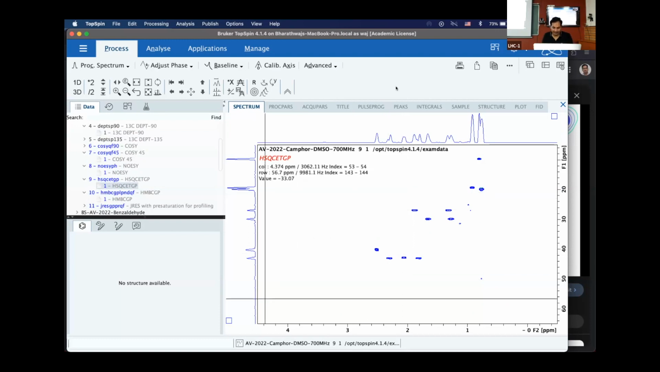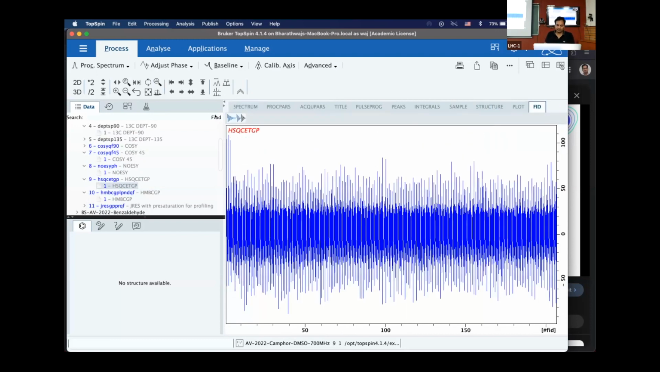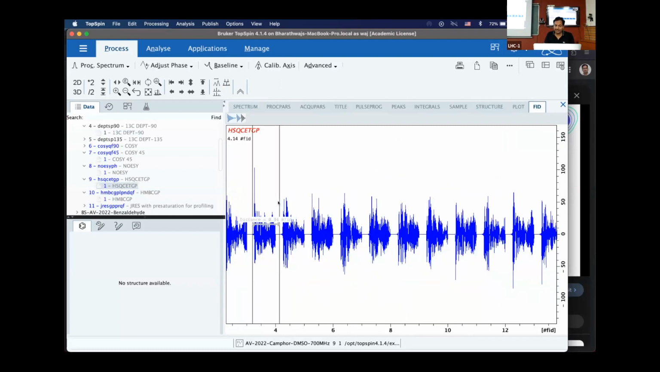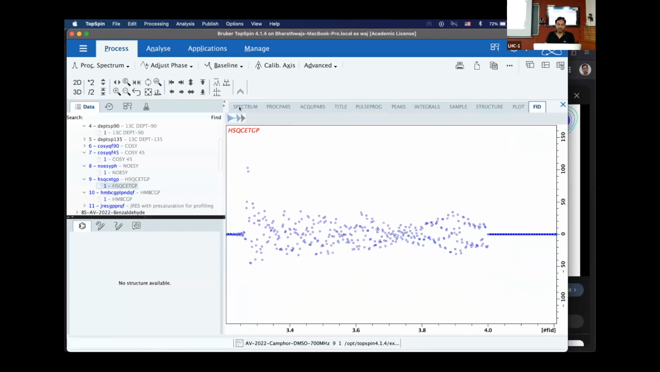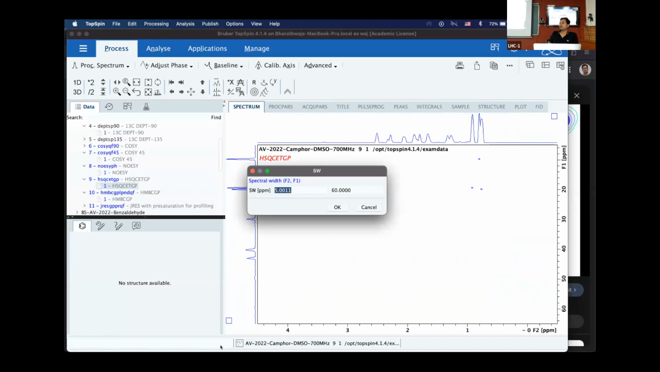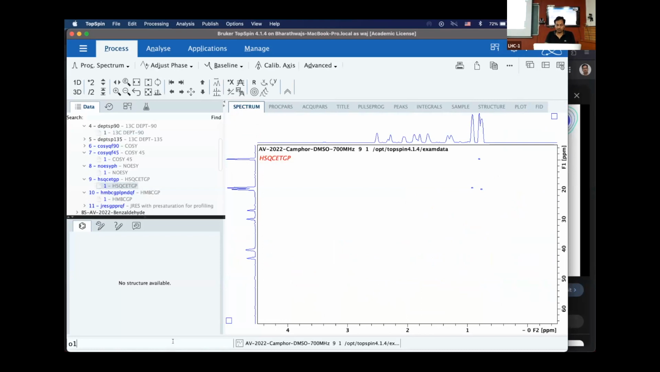Now, let's actually look at the FID. These are the FIDs that are present. So let me zoom in. There are many scans that are acquired, okay? Let's ask some of the crucial parameters. So you can ask spectral widths. The spectral width for proton is set to 5 ppm. The spectral width of carbon is set to 60 ppm. Okay? And the carrier positions are called O1p.